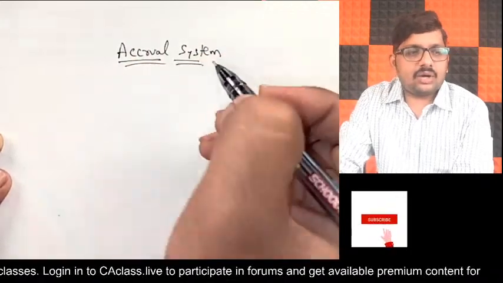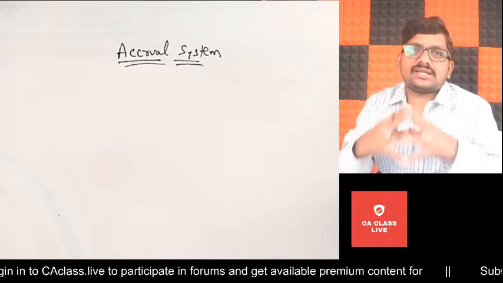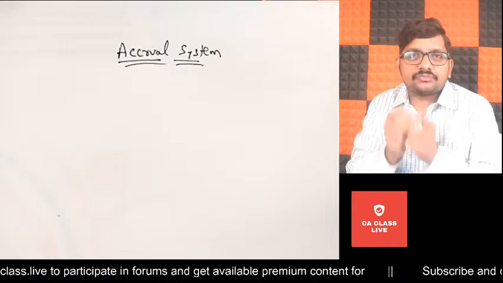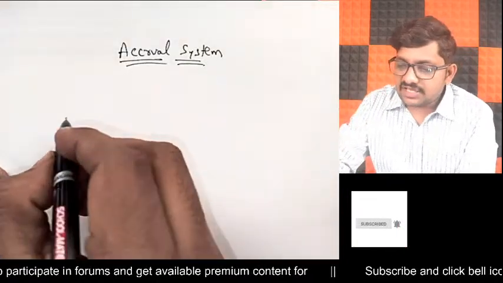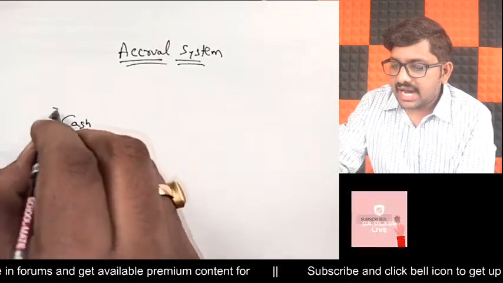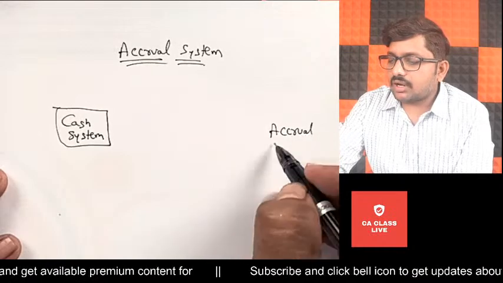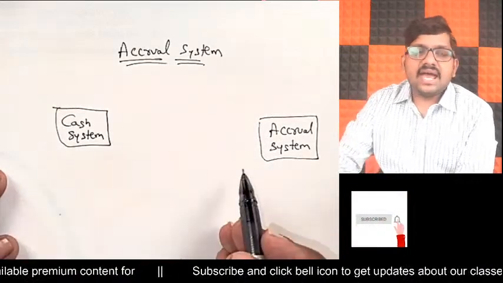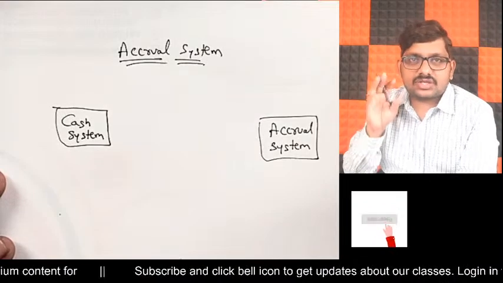Accrual system of accounting. First of all, let me give you a glance at what the accrual system actually is in simple terms. Friends, accounting can be done in two ways. Two systems we can follow. The first one is called the cash system of accounting, and the second one is the accrual system of accounting. Now, what actually is the cash system and what is the accrual system?